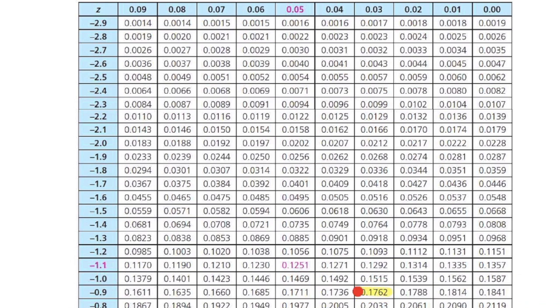So the percent of the data to the left of that z-score, and that z-score is, I'm going to run over here, negative 0.9, and then I'm going to run up here, 0.03. So my z-score becomes negative 0.93.